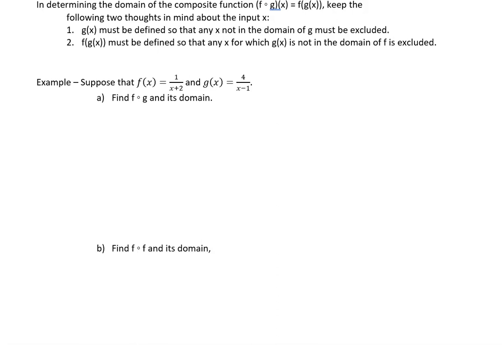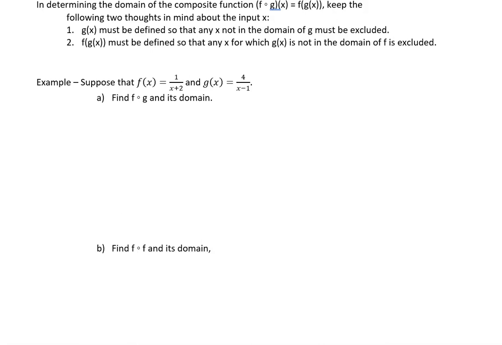In our previous video, we talked about the fact that when we're trying to find the domain of the composite function, there are two things we have to look for. The first one is that g of x must be defined. So in other words, we're going to have to exclude any value that's not in the domain of the input function. And we have to exclude any value that causes the input function to result in a number that's not in the domain of the other function.